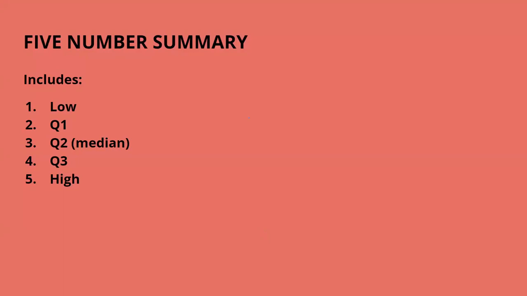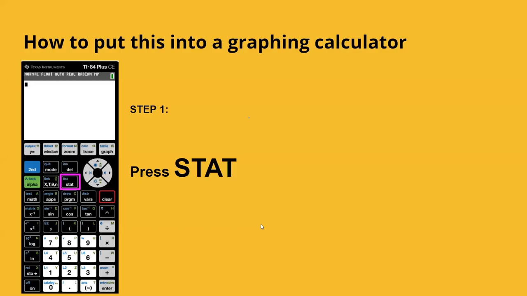But anyways, the 5-number summary is something very useful to help describe data sometimes, and it includes these things: low, quartile 1, 2, and 3. Quartile 2 is just the median, and then the highest value in there. So luckily, you don't have to do this mathematically. You can do this in a calculator. So pay close attention. If you have a graphing calculator, which hopefully you do if you're taking this class, because it's very useful to use, you might want to pull that thing out and do this along with me.